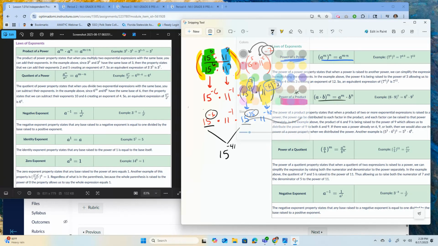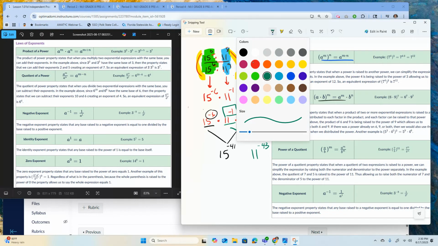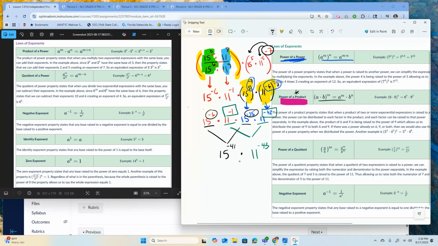And then I'm going to do now the other bases that are the same. The 11s. You're going to multiply them. I'm sorry, they're multiplying, I should say. But by the product of a power, you're going to keep the base. I'm going to keep the 11. And what you're going to do is you're going to add the exponents. So that will be negative 1 plus negative 42 is negative 43. Now, what are the 15s and the 11 doing to each other? They're multiplying, okay? That's the dot that you see there.